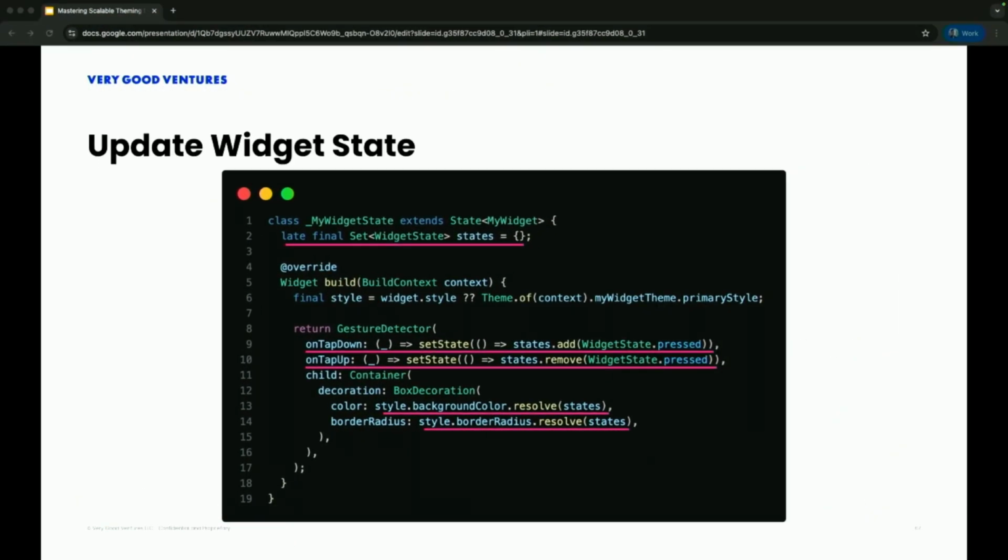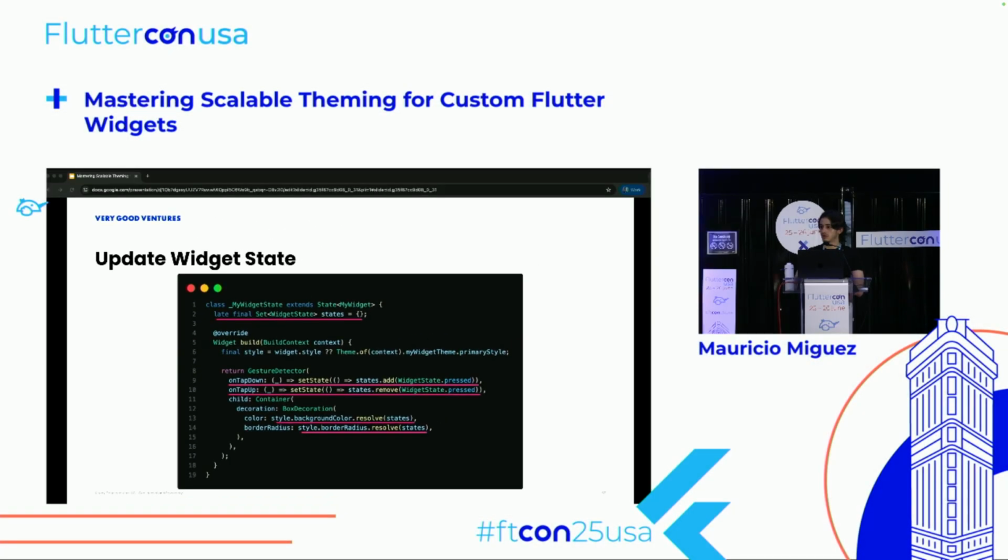We also need a way to track our widget states inside our own widget. There are multiple ways to go about this. What I did is what I consider the simplest one, which is having a set of widget states in our widget. I initialize it as empty, and then as the user presses the button down, I add the pressed state, and when they stop pressing it, meaning a tap up has happened, I remove the pressed state.